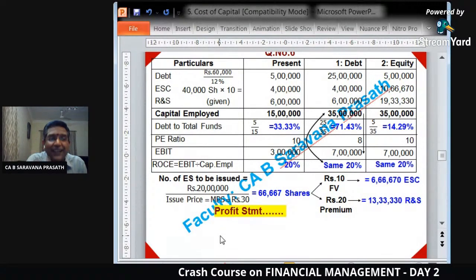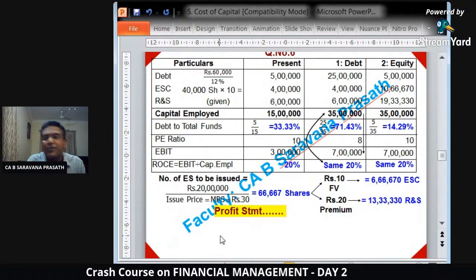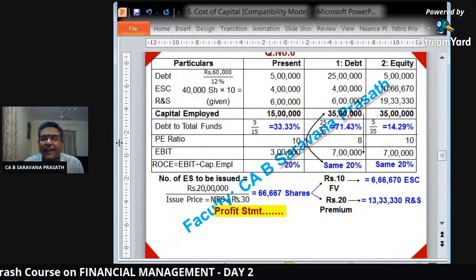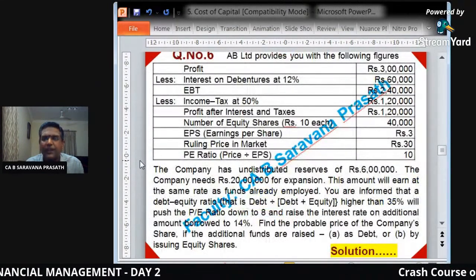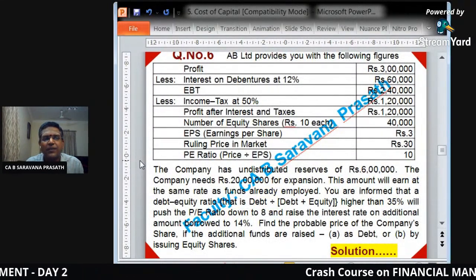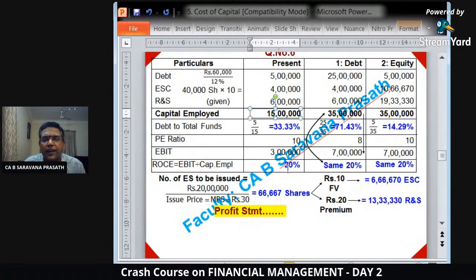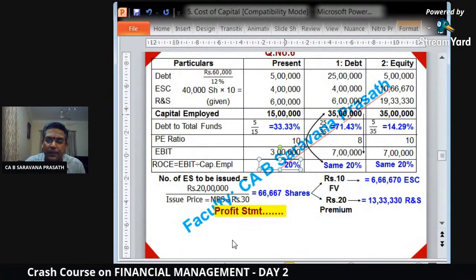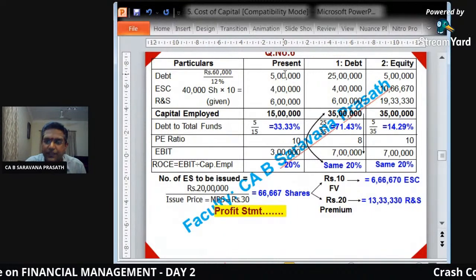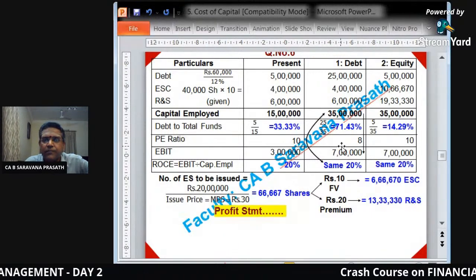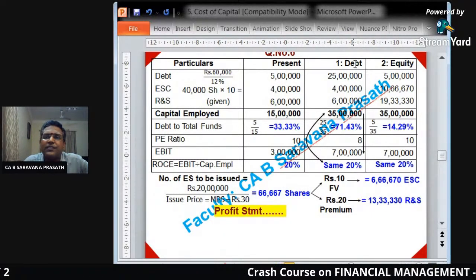So what is the rate that we are earning now? I need to calculate. So 3 lakh is the profit. I will go back to the slide for your attention. 3 lakh profit divided by 15 lakh capital employed. So we are earning at the rate of 20% in the present scenario. This is the first column information. Now I go to the first of the alternatives.